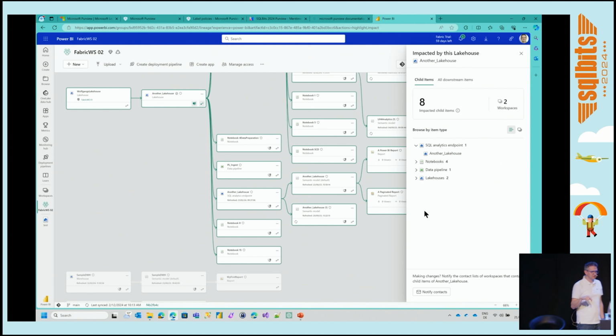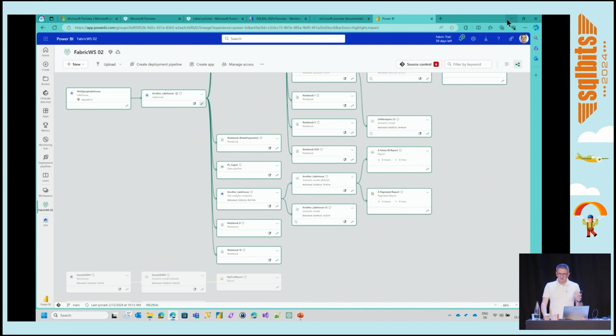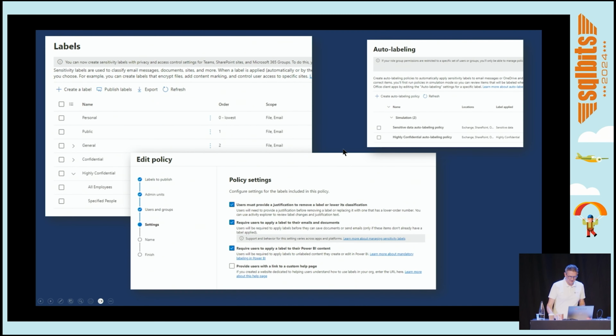Yesterday during my session, I had a question: are we able to set the sensitivity labels per column or per table? Not now. So it's at the lakehouse level for now.